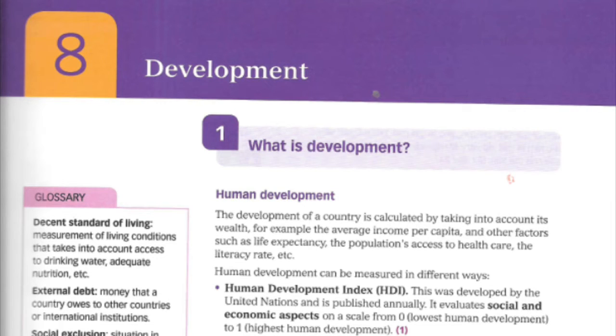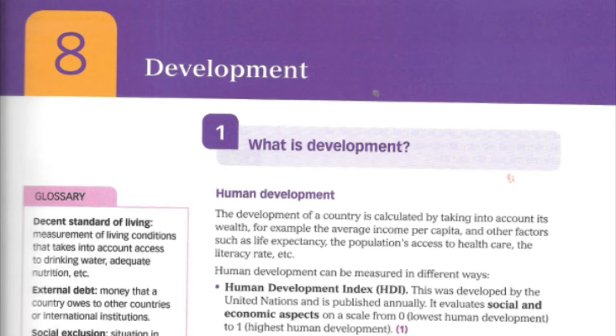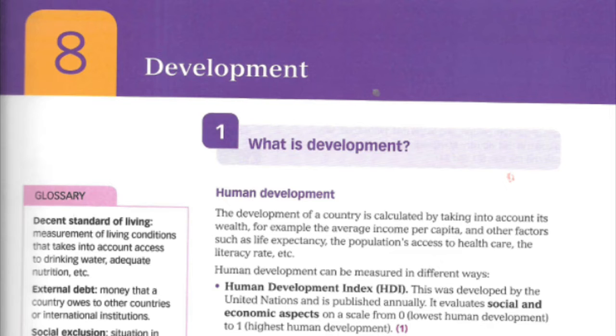The development of a country is calculated by taking into account its wealth. For example, the average income per capita and other factors, such as life expectancy, the population's access to healthcare, the literacy rate, etc.